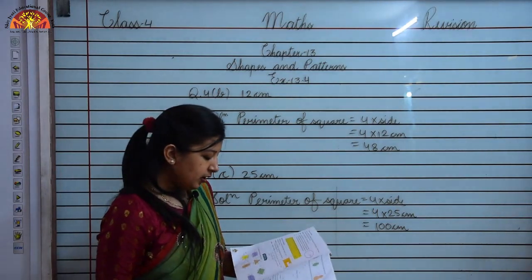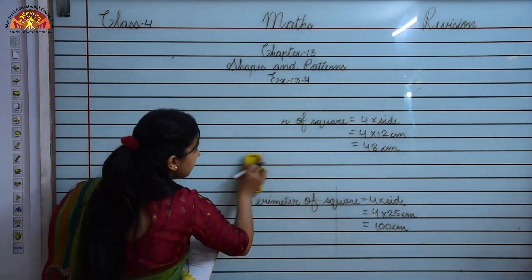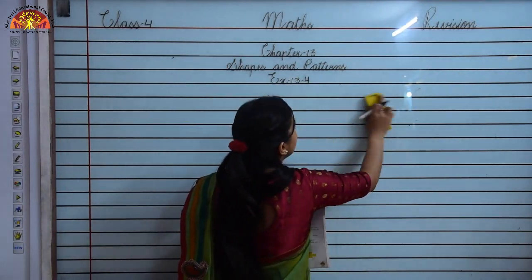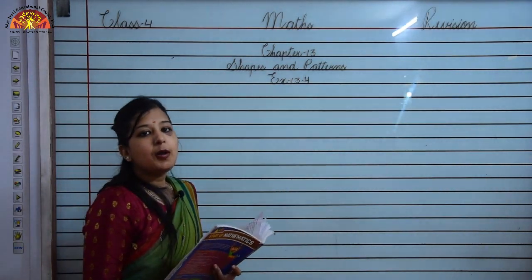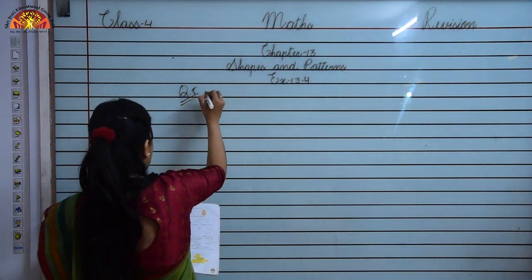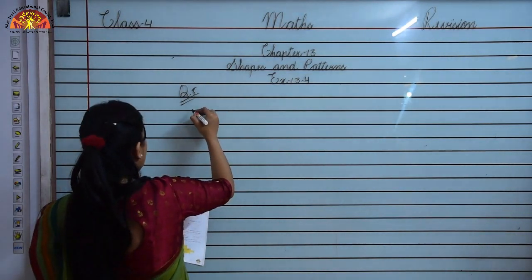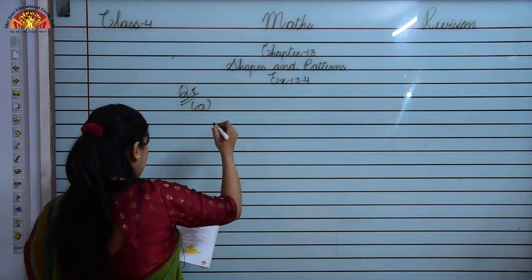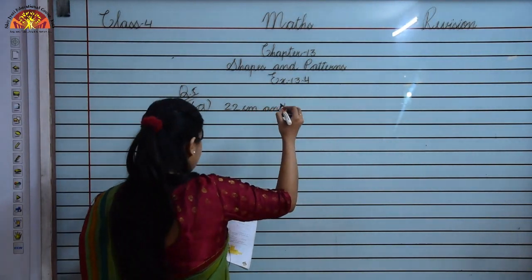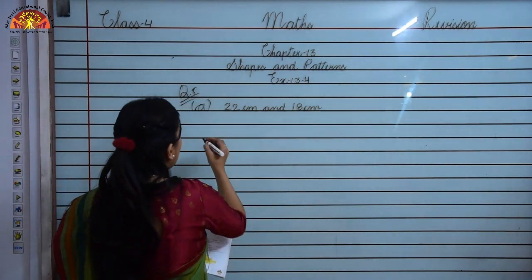Okay. Now students, we come to the next question, question number 5, in this question what we have to do? We have to find the perimeter of rectangle. Okay, now in rectangle opposite sides are equal. So in question number 5, we are going to do A part. Find 22 centimeter and 18 centimeter. Now we are going to find perimeter of rectangle.